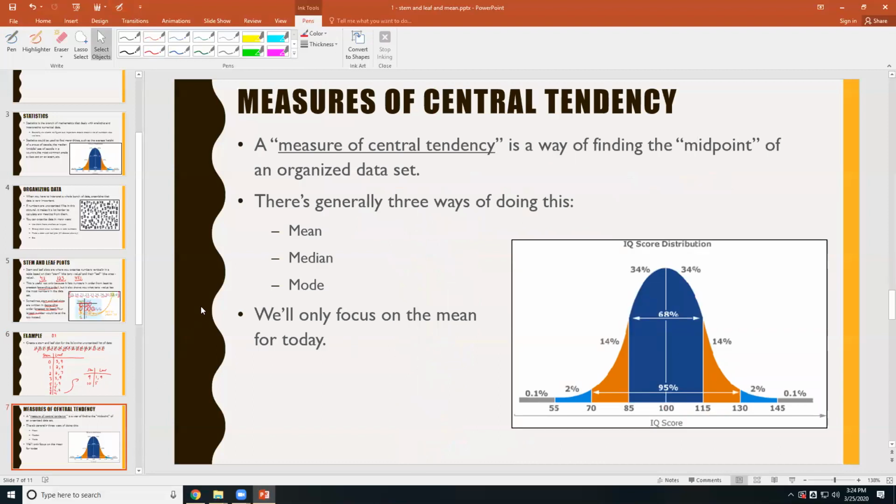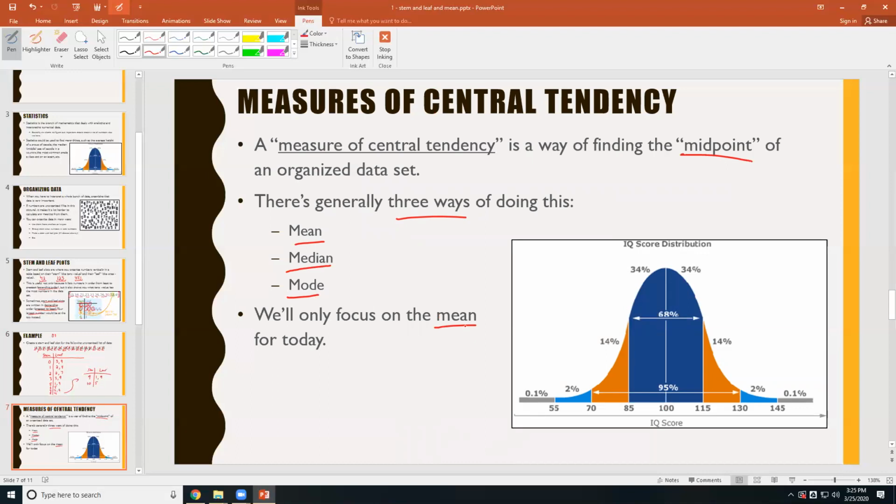Measures of central tendency. So we've talked about making stem leaf plots. Now we have to talk about measures of central tendencies, which is where we actually start interpreting statistics for ourselves here. A measure of central tendency is a way of finding the midpoint of an organized data set, okay? Now, generally speaking, there's 3 different ways of doing this. There's mean, median, and mode. For today, we're going to only focus on the mean.